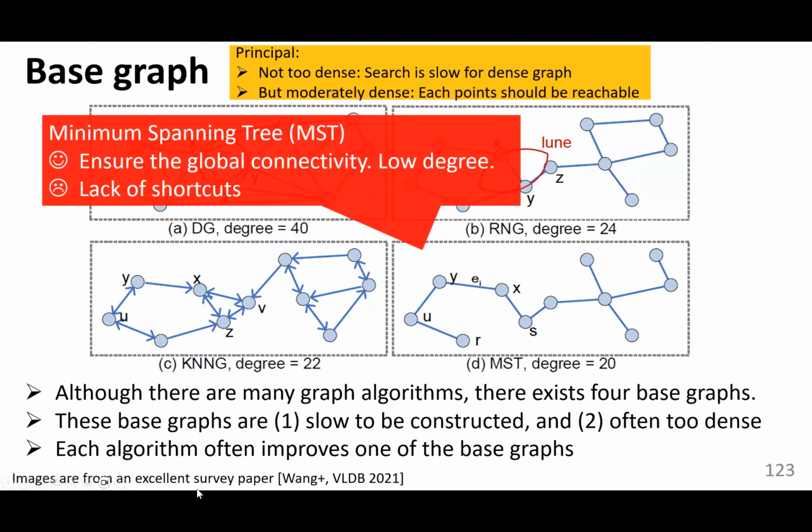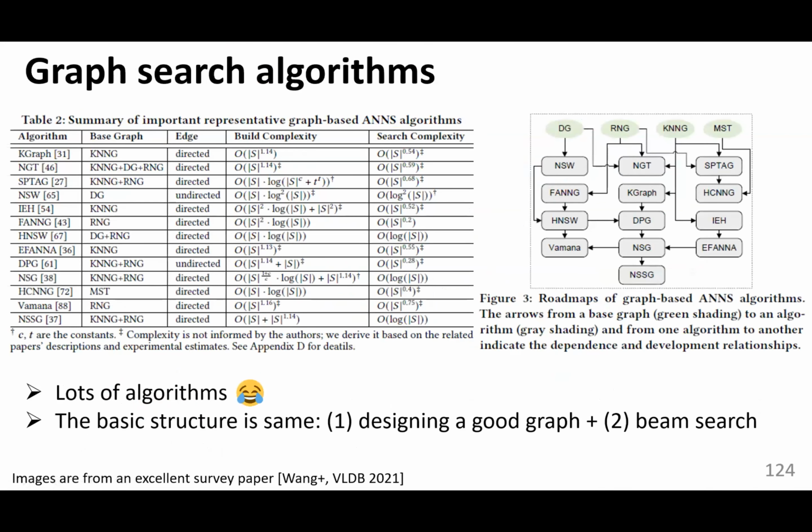The third one is the minimum spanning tree. So this is famous. This ensures global connectivity, and it has low degree, right? This is a mathematical property, but this graph lacks shortcuts. Okay, and this is a kind of list of graph-based methods. So it's quite a lot. Again, this table is from this nice survey paper, and you can find the relationships of each method. It's too much, but the basic thing is that they are designing a good graph. That's the simple thing. That's all. Designing a good graph, then doing the beam search.